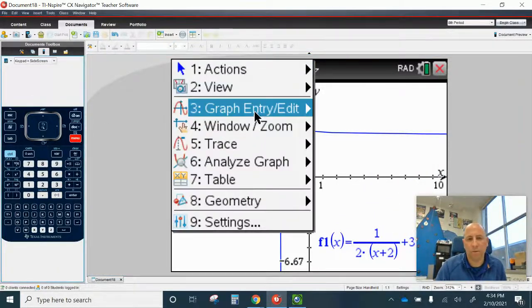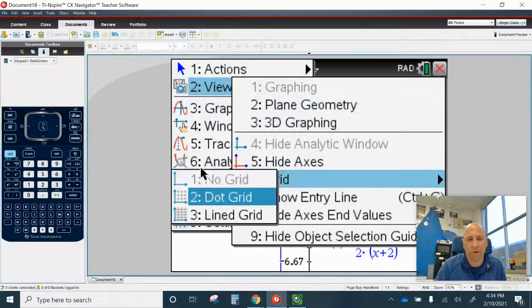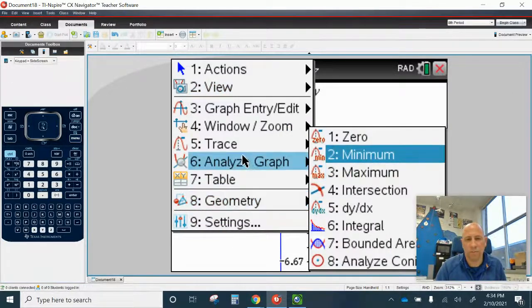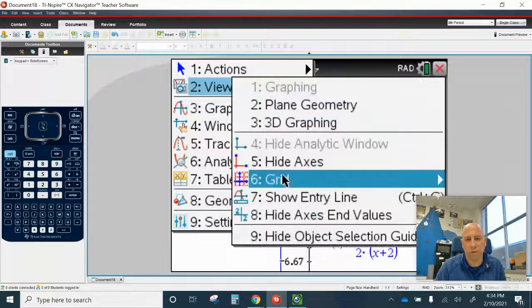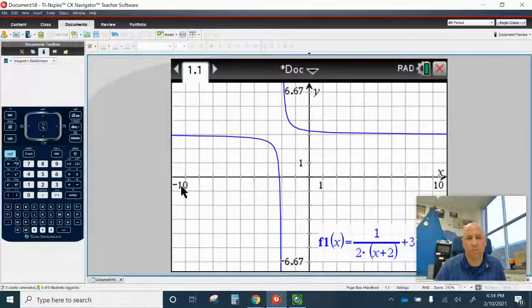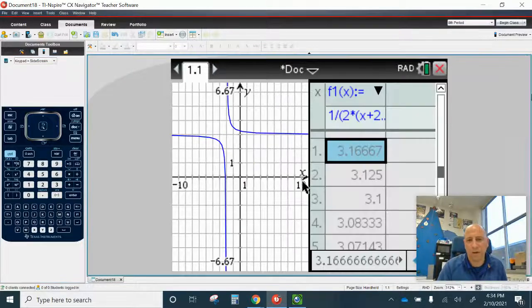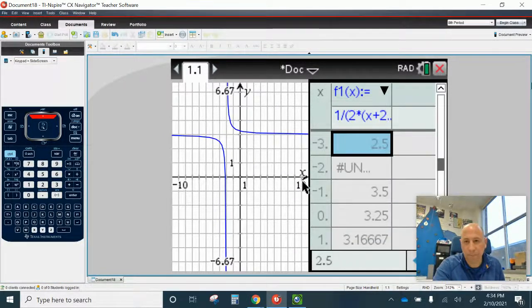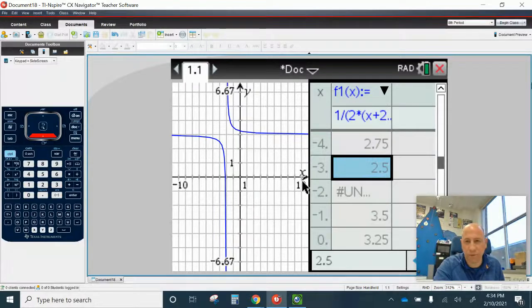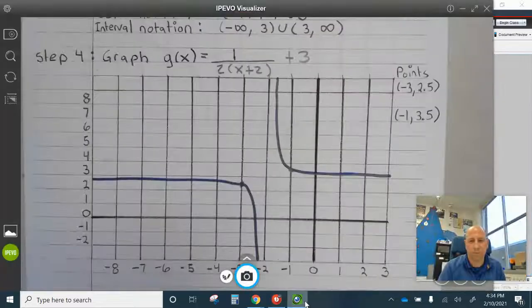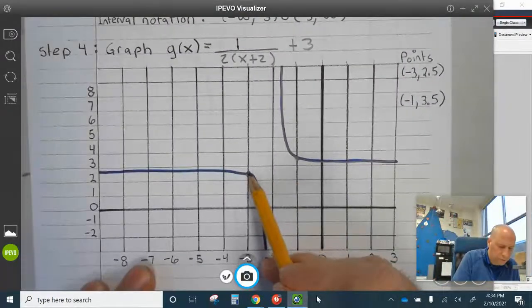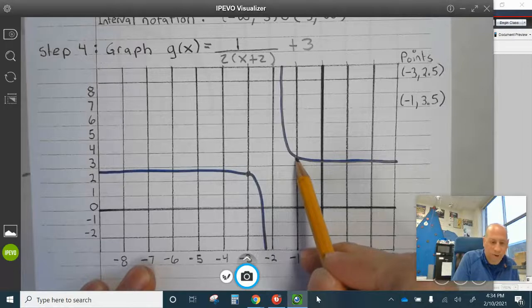Okay, we're going to go to menu, view, grid, line grid. And then we don't really have a great point, but let's see if we can get a good point from the table. So we're going to press Control T, and it looks like we can use -3, 2.5, and -1, 3.5 as our points. So we have -3, 2.5, -1, 3.5.